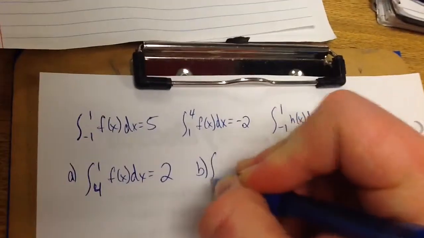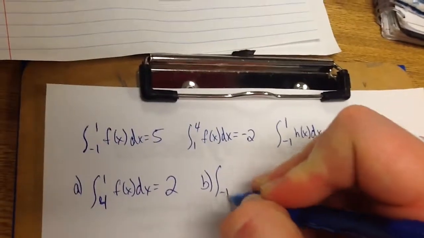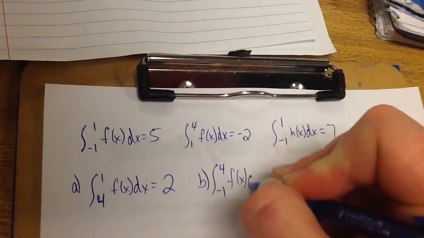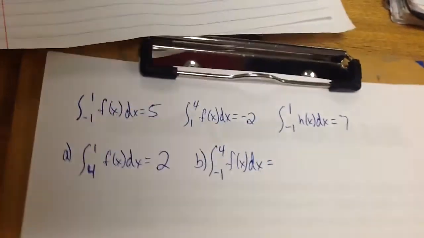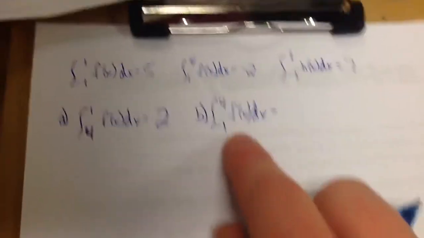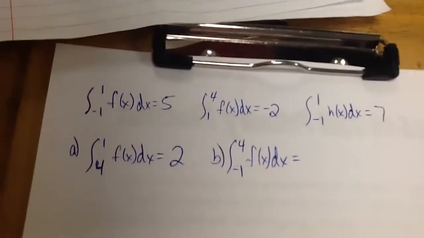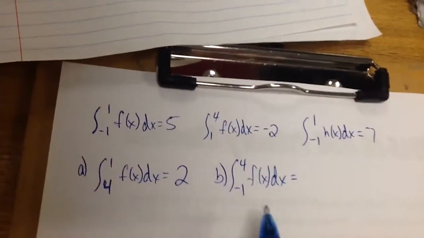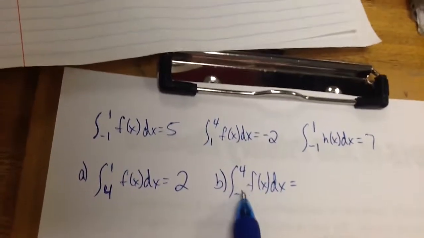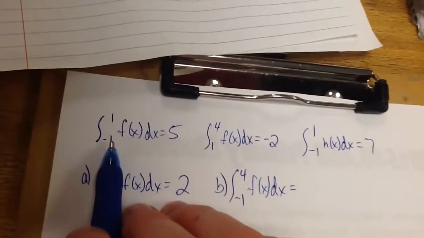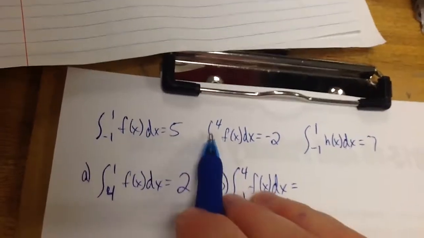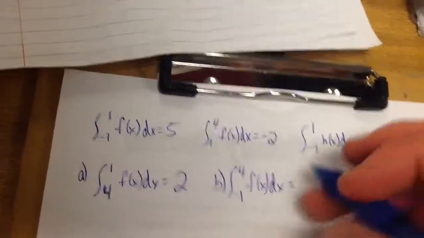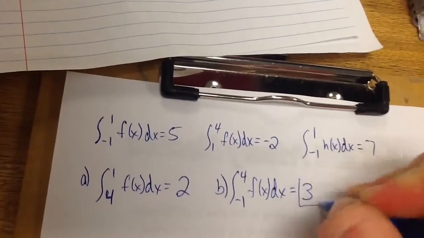Next one is -1 to 4 of f of x. If you want to pause it and think about it for a few seconds before I explain it, do that. I'm not going to wait though. Well, look at here, you got -1 to 1 of f of x and 1 to 4 of f of x. So if you just add those together, 5 plus -2, that one's going to be 3.